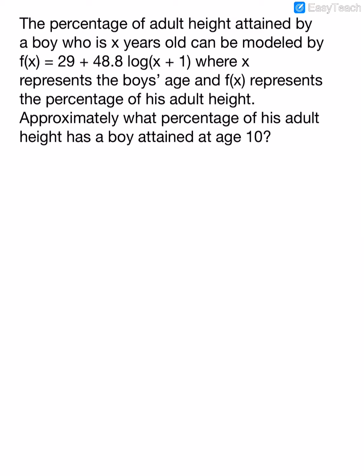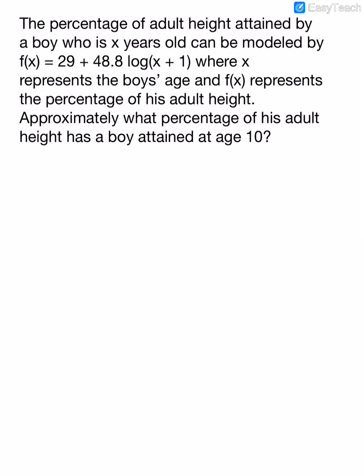The percentage of adult height attained by a boy who is x years old can be modeled by this logarithmic function. f of x is equal to 29 plus 48.8 log of x plus 1, where x represents the boy's age and f of x represents the percentage of his adult height. Approximately what percentage of his adult height has the boy attained at age 10?